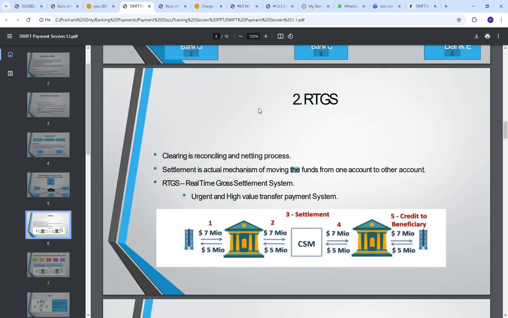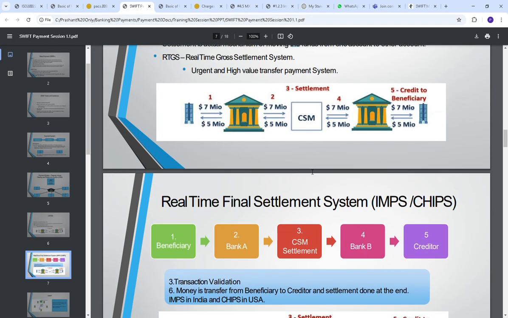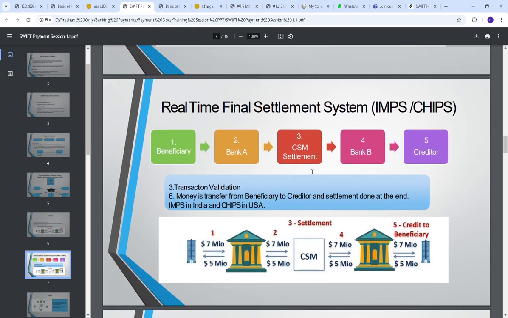In Canada I'm not sure what word they use, but the main functionality is netting and RTGS, two things for clearing. Are you clear now? I will move ahead to real-time final settlement. This is not widely popular.